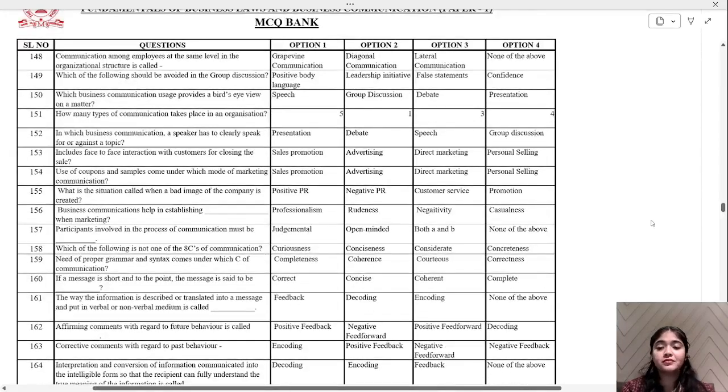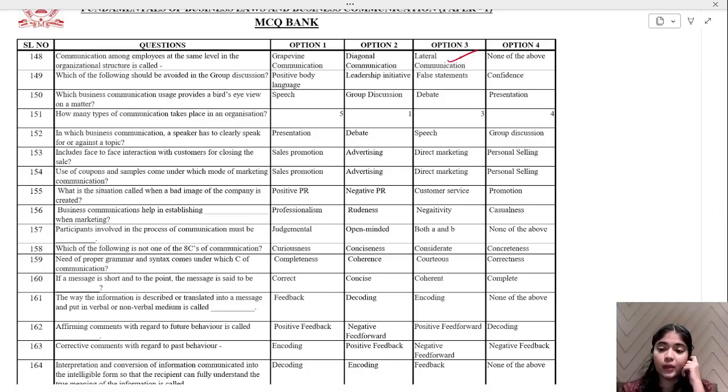Okay, now communication among employees at the same level in the organization structure is called lateral communication. Option number 3. Very good. Now, which of the following should be avoided in group discussions? False statements you should not use. Okay, positive body language, leadership initiative, and confidence is required.